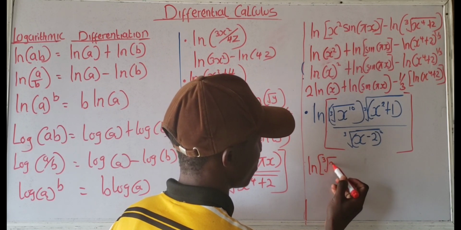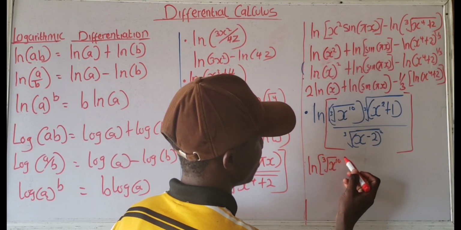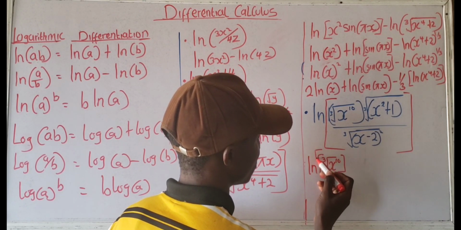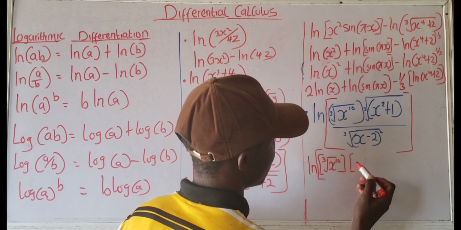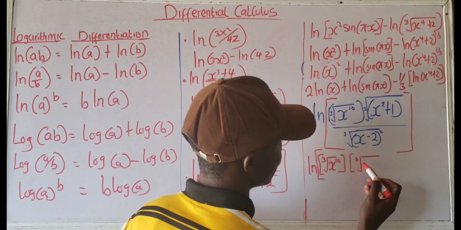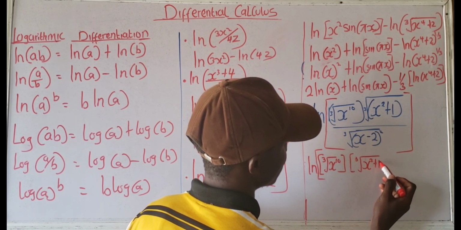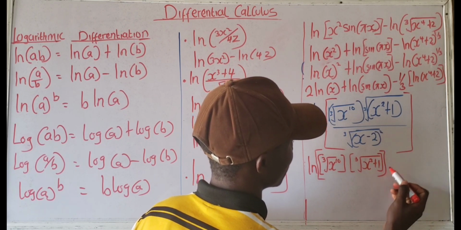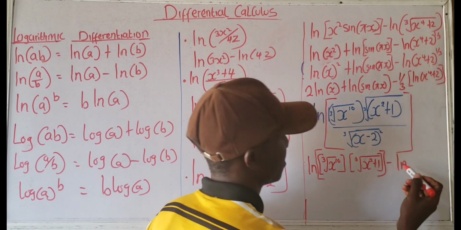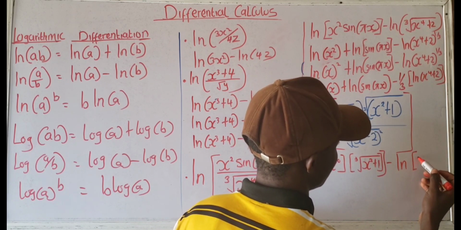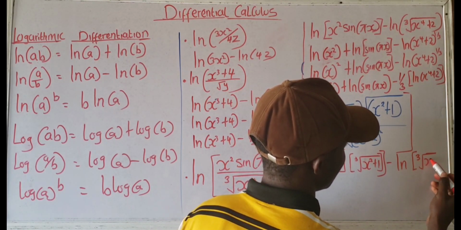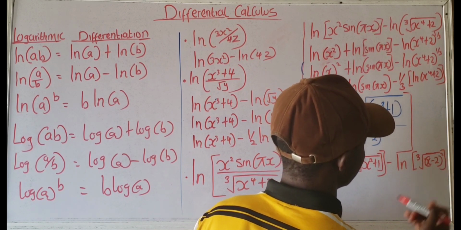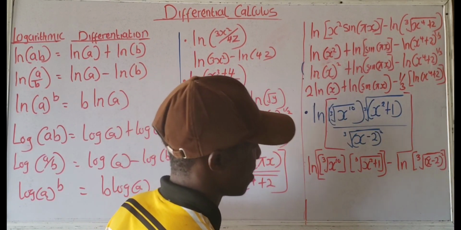root of x raised to the power of 10 multiplied by, let me put a big bracket, multiplied by root of x squared plus 1. Let's put the big bracket, minus ln root of x minus 2 raised to the power of 2. You understand? Okay?